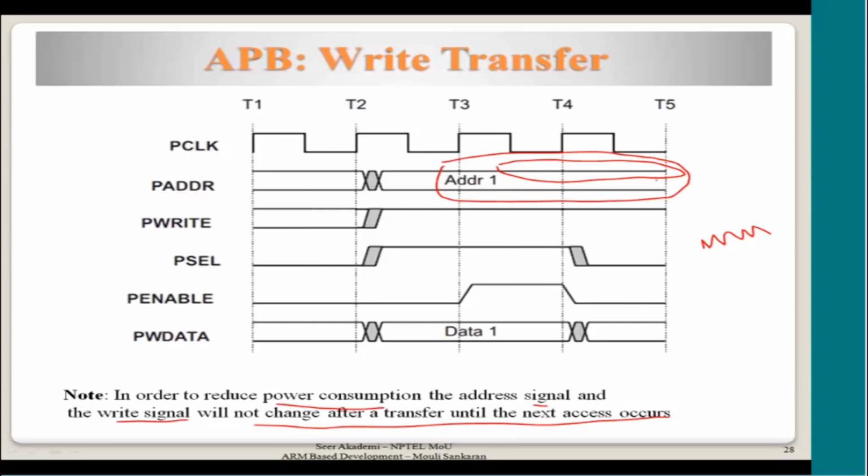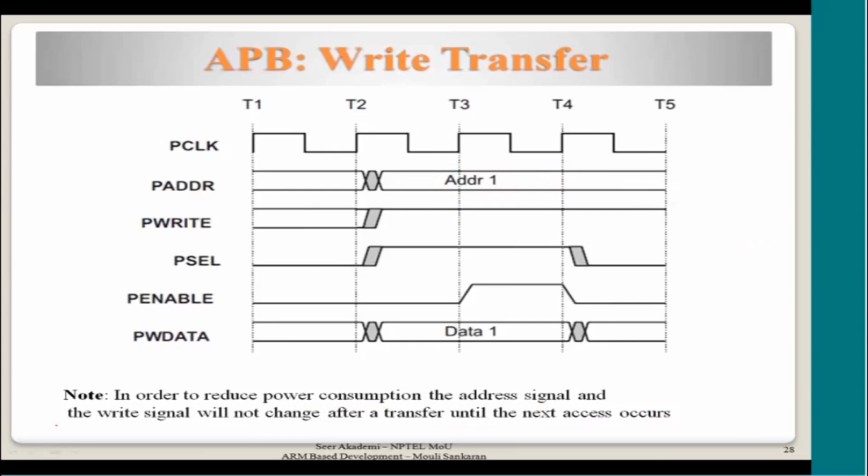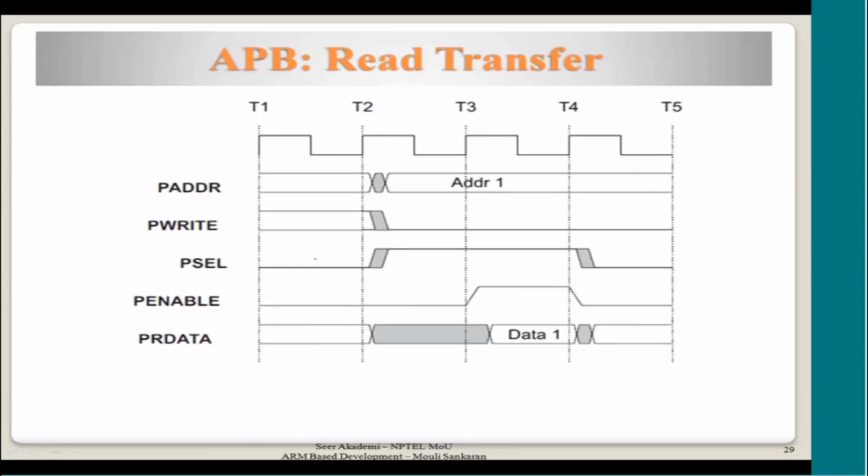So the address signal will remain. Whatever address was put on the bus in the earlier cycle will continue to be there until the next select happens and the next address is put. Till then, the same address and write signal will be maintained. So that is a write transfer. This is a read transfer, so the data comes in late. The device is selected and then enabled, and the data is driven by the peripheral device. The master reads from the slave. Read transfer. I hope this is clear to you.